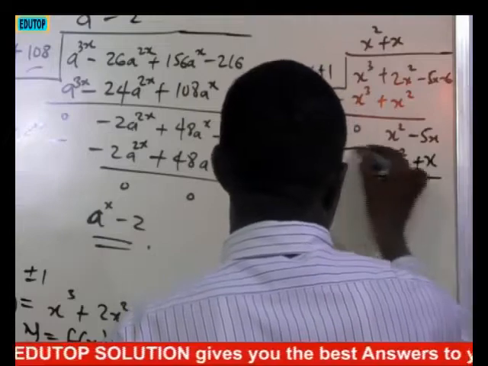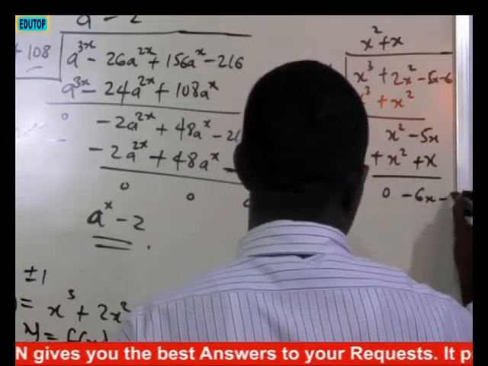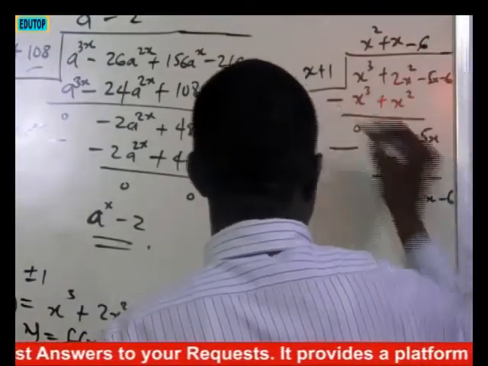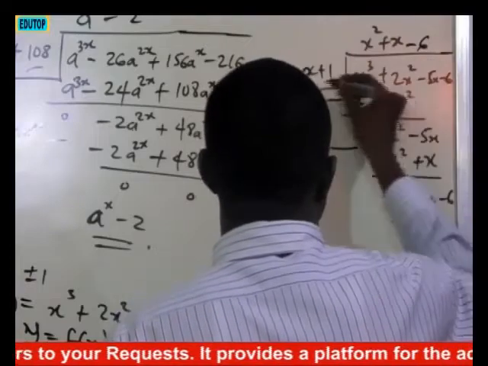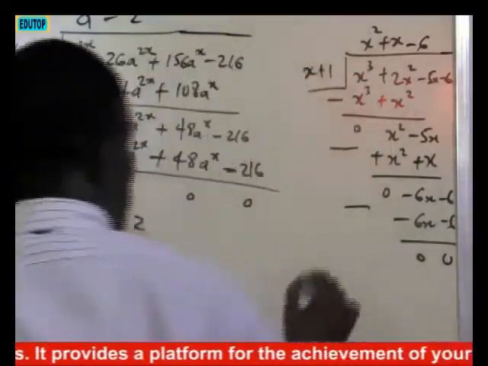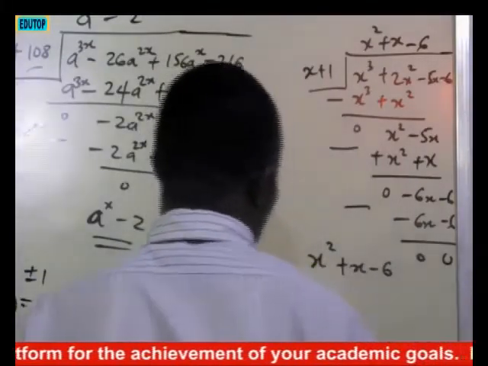Then you have subtract. This one comes to 0. This one becomes minus 6x. Let's bring this one down, minus 6. This divided by this, x divided by this, minus 6. This times this, minus 6x. This times this, minus 6. So let's subtract again. This one becomes 0, this one also becomes 0. So that means we are going to have x squared plus x minus 6 as our quotient.